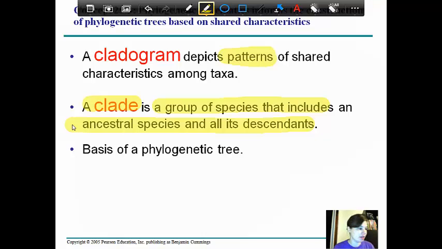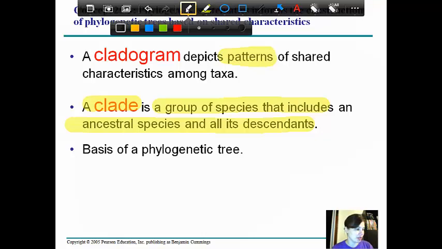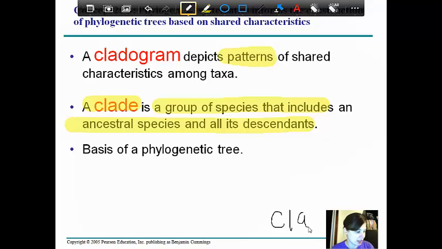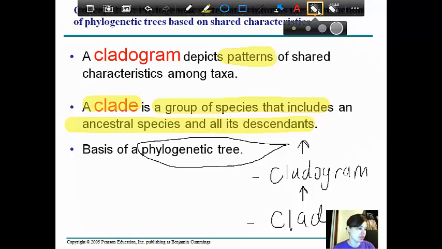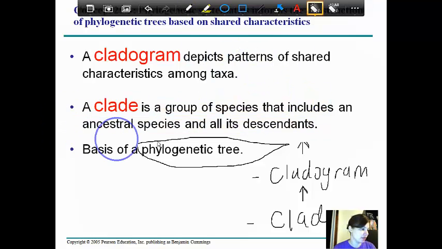If we work our way up here, maybe an easier way to understand that is that a clade builds a cladogram, which again is the basis or the building blocks of the phylogenetic tree. So we're working our way up: the smaller part, the clade, is in the middle of the cladogram, and the larger structure is the phylogenetic tree. Why don't you take a minute to write down the important parts of that while I erase this.